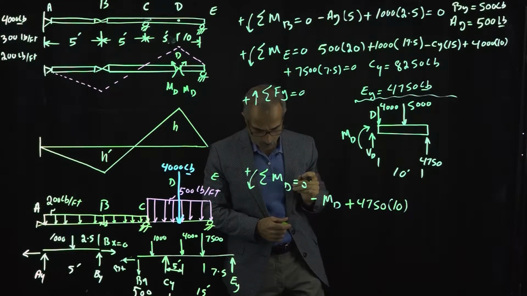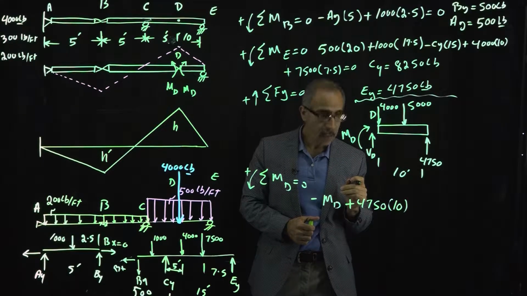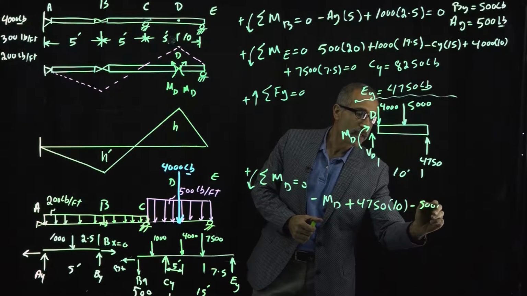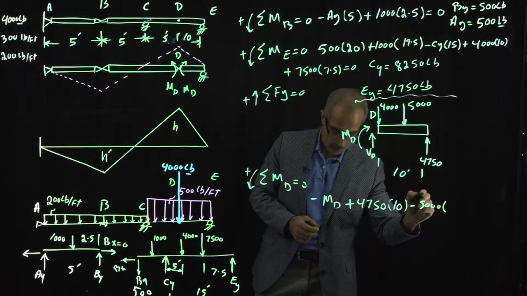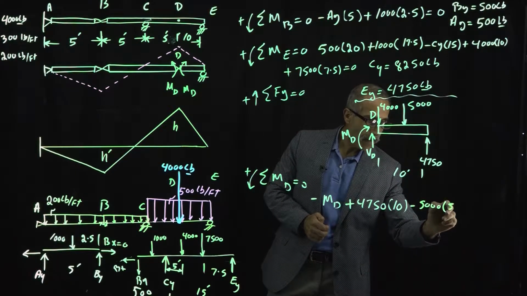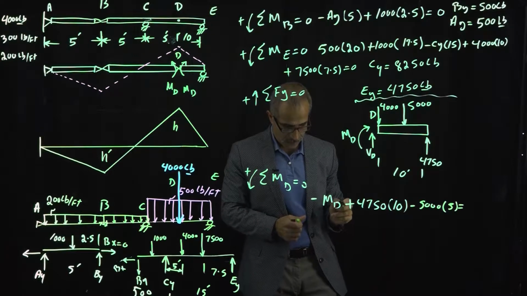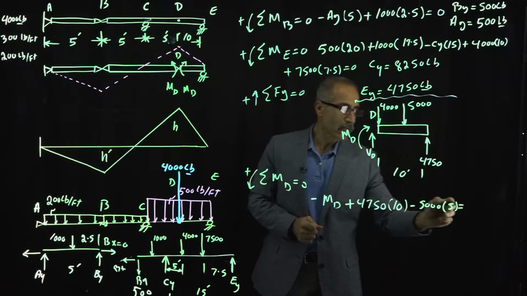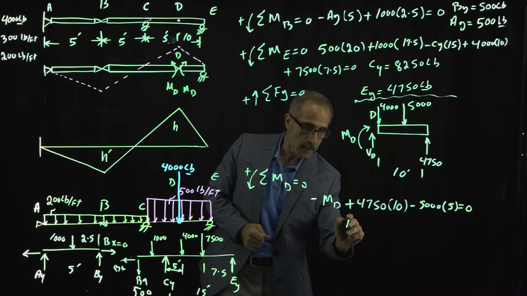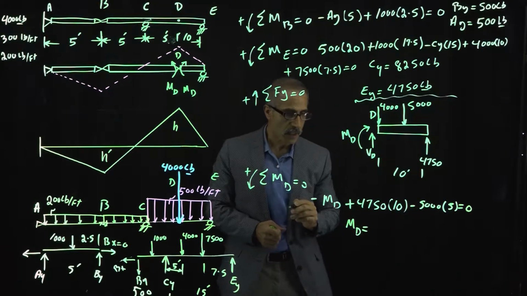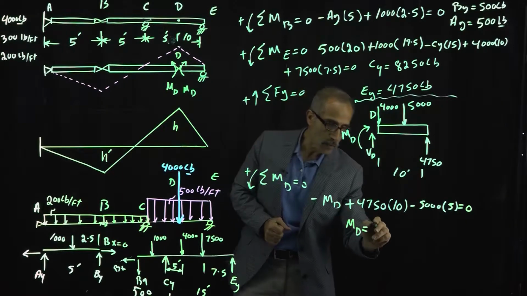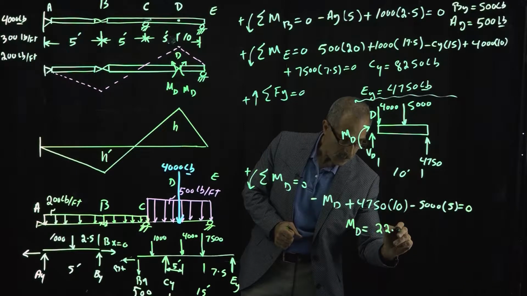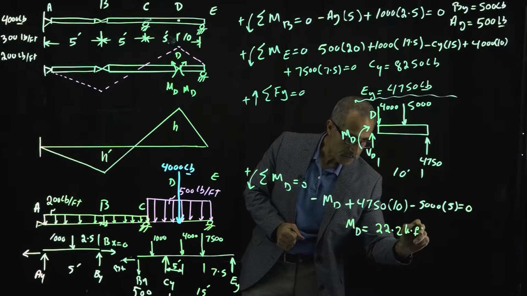And what else did I have? I got this. Now I have to do the 5,000, minus 5,000, and that's times 5. I think I got everything right there. We got this one, we got this one, and that one equals 0. And go ahead, check my calculation. MD should come out to 22.2 kip-feet.